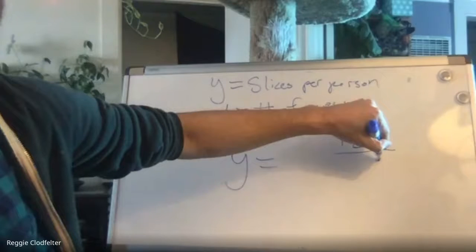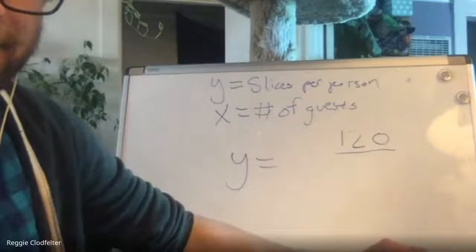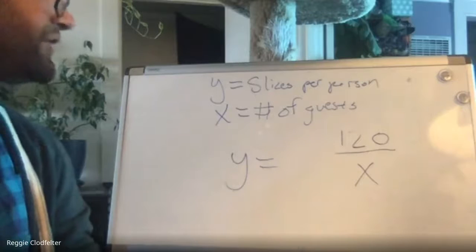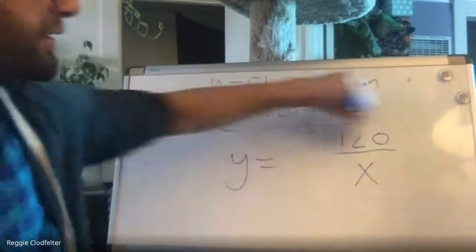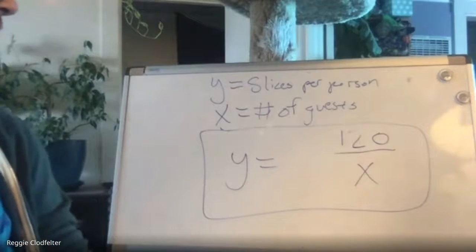So 120 divided by 10 is... or if x is my number of guests instead of 10, 120 over x, like that. So that's the equation for the formula we just did: y equals 120 over x. Okay?